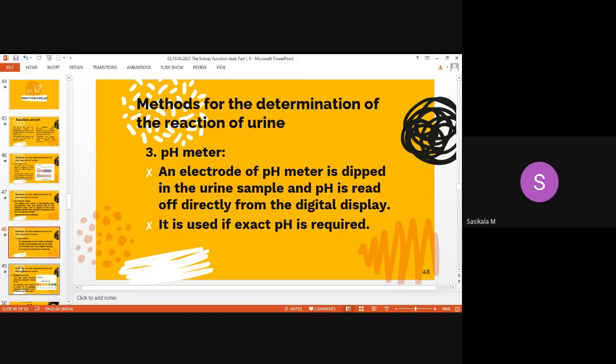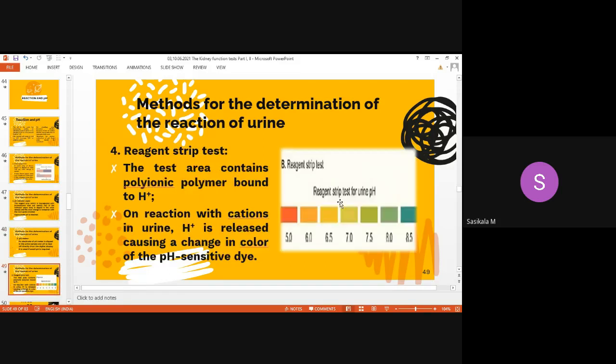There is another method also, the reagent strip method. Many people use a reagent strip in clinical laboratories to monitor the pH range. You can observe the color change across the acid to alkaline pH range. The test area contains a polyionic polymer bound to H+. That means the H+ represents protons, acidic pH cations. On reaction with cations in urine, H+ is released, causing a change in color of the pH sensitive dye.